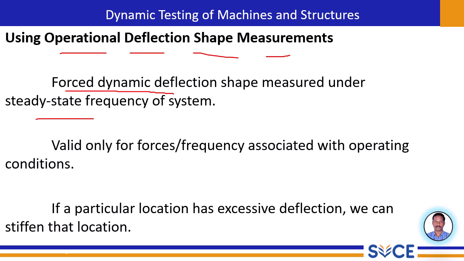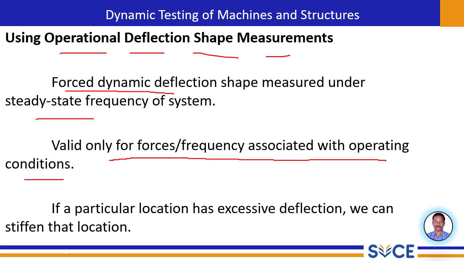The steady state frequency is important here. We are typically looking at the vibration pattern at a specific constant operating frequency, perhaps the rotational speed of a motor, the blade passing frequency of a fan, or a dominant excitation frequency within the system. The next point brings up a crucial limitation of ODS measurements. They are valid only for forces and frequencies associated with the specific operating conditions under which the data was collected. This is a key differentiator from modal testing.